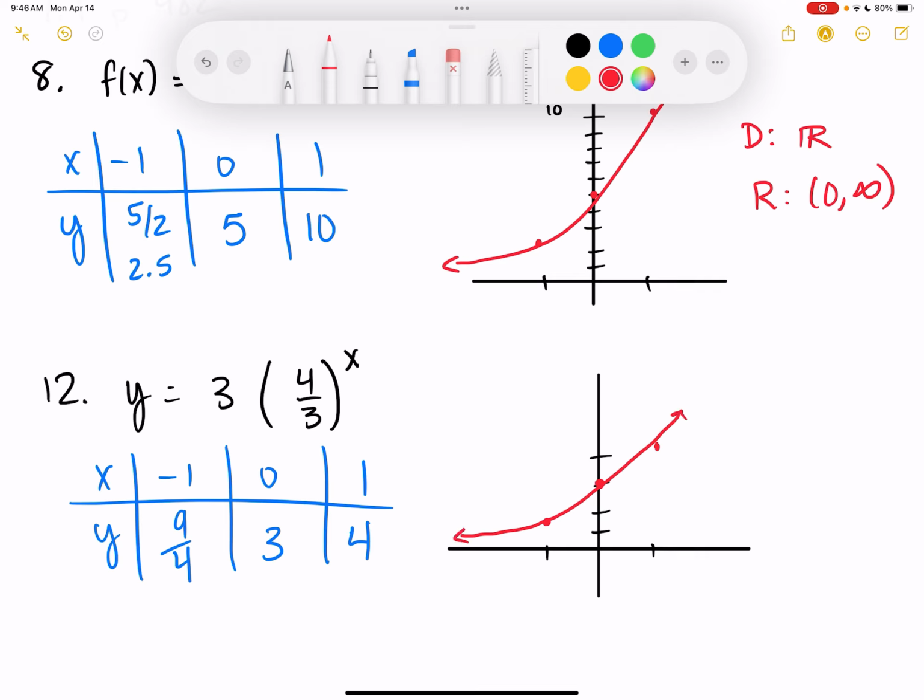It's not happening as dramatically as some of them. Some of them it increases very, very quickly up. And some of them it happens more slowly. This one's happening more slowly.